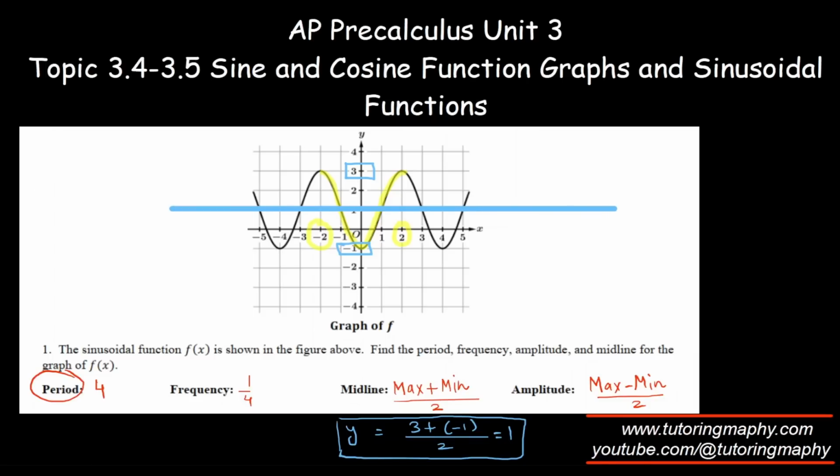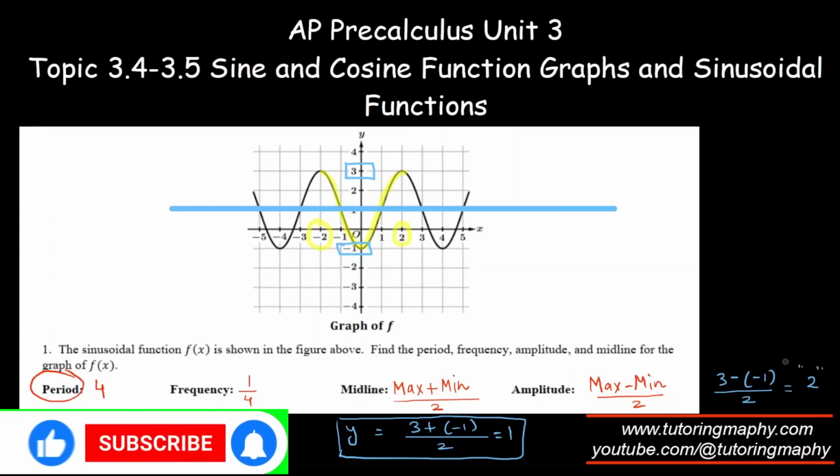Which is obviously passing through the middle, like this. And the amplitude is going to be maximum value, which is 3, minus minimum value, which is -1, over 2. Double negative becomes positive. So 3 plus 1 is 4. 4 over 2 is 2. So amplitude is just 2. Amplitude is just a number. You don't need to say that x equal to 2 or y equal to 2 or something. It's just a number.